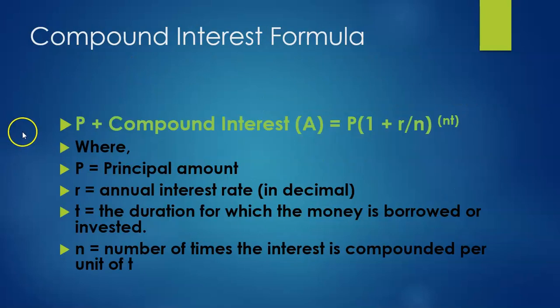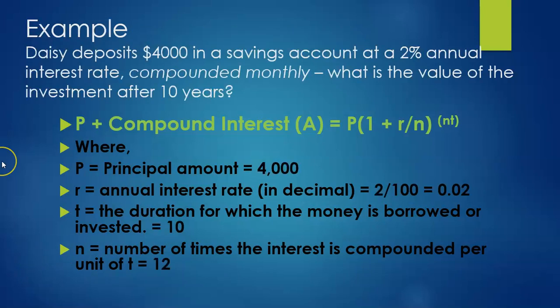Alright, before we look at an example, let's look at the compound interest formula. The compounded interest plus the principal is determined by this formula, which is P times, in parentheses, 1 plus R upon N, the whole to the power of N times T, where, as we mentioned before, P is the principal amount, R is the annual interest rate expressed in decimal format, T is the duration for which the money is borrowed or invested, depending on whether you borrowed funds or invested funds, and N is the number of times the interest is compounded per unit of time. Now we have the example. So for instance, let's look at what we have here.